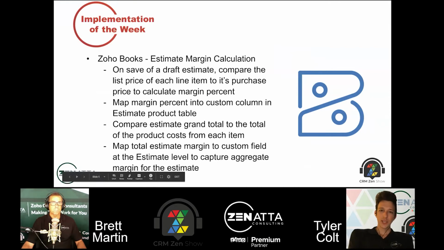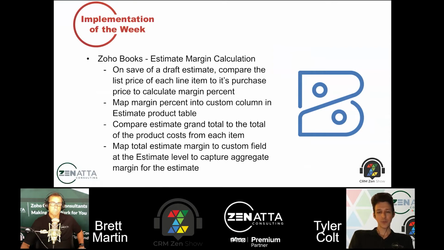Yes, this was an interesting implementation, and it centered around Zoho Books. So basically, we had a request around being able to dynamically calculate margins on estimates. The business rule at this company is that estimates need to go out at a certain margin level. They give their team a lot of flexibility when it comes to pricing out the items, as long as that total margin of the estimate reaches a certain level.